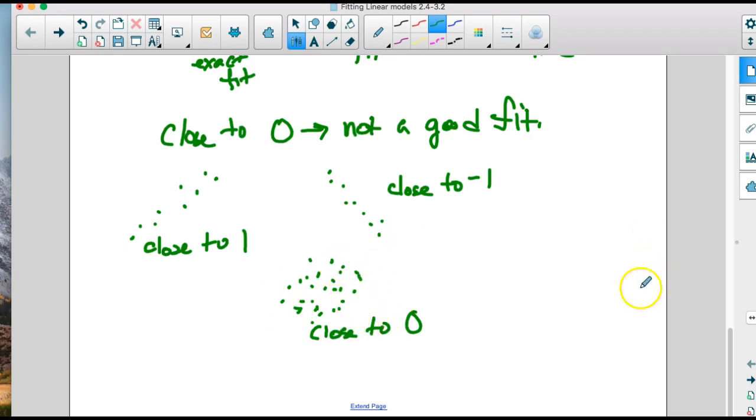All right, and that's the correlation coefficient. That's the R value that's given in Desmos when you do the fit. And if you do any other fit, it will also give you an R value, which is that number.